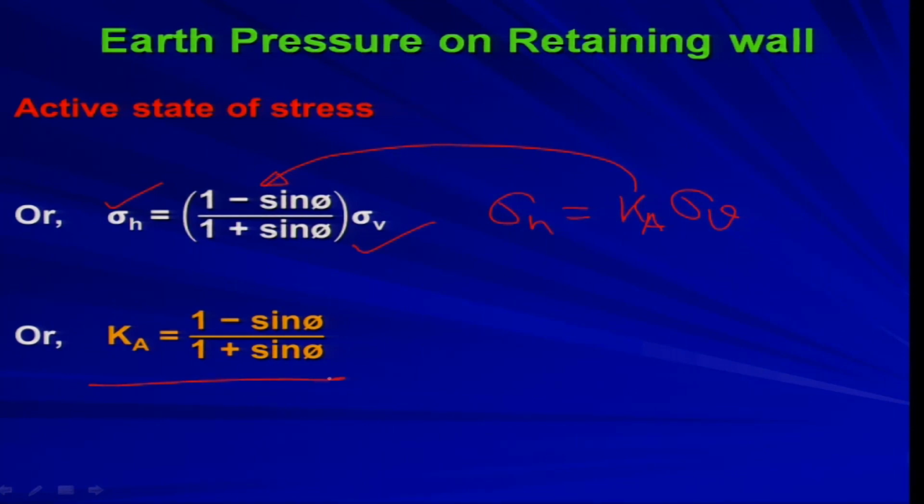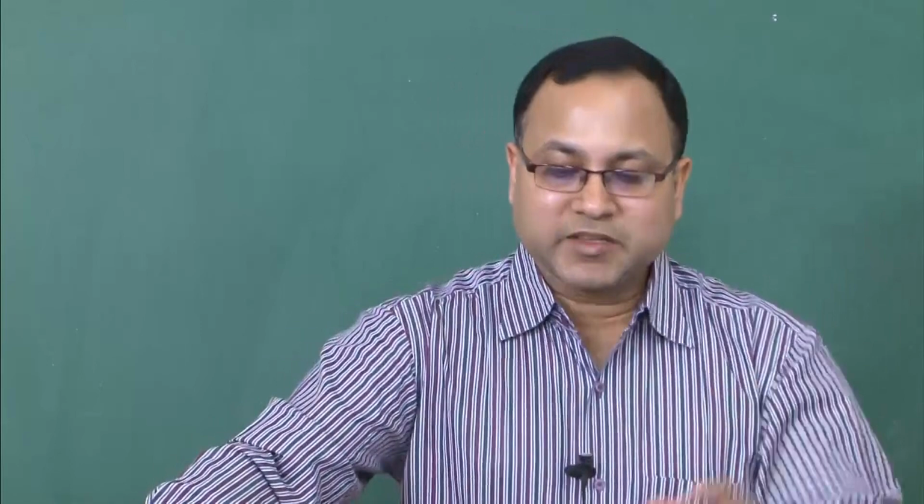So, if you know the angle of internal friction phi, you can find out your active earth pressure coefficient. Once you know Ka and already know sigma v, you can find out sigma h, that is, how much active earth pressure is exerted on the wall by the backfill. So, I will stop here today. In the next lecture we will try to find out the magnitude of Kp and move further. Thank you very much.